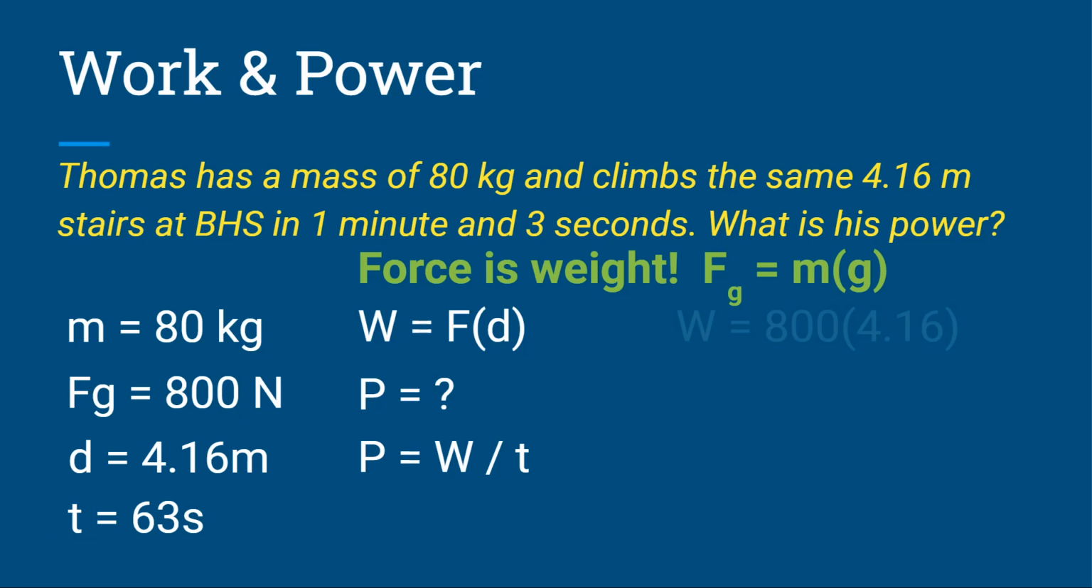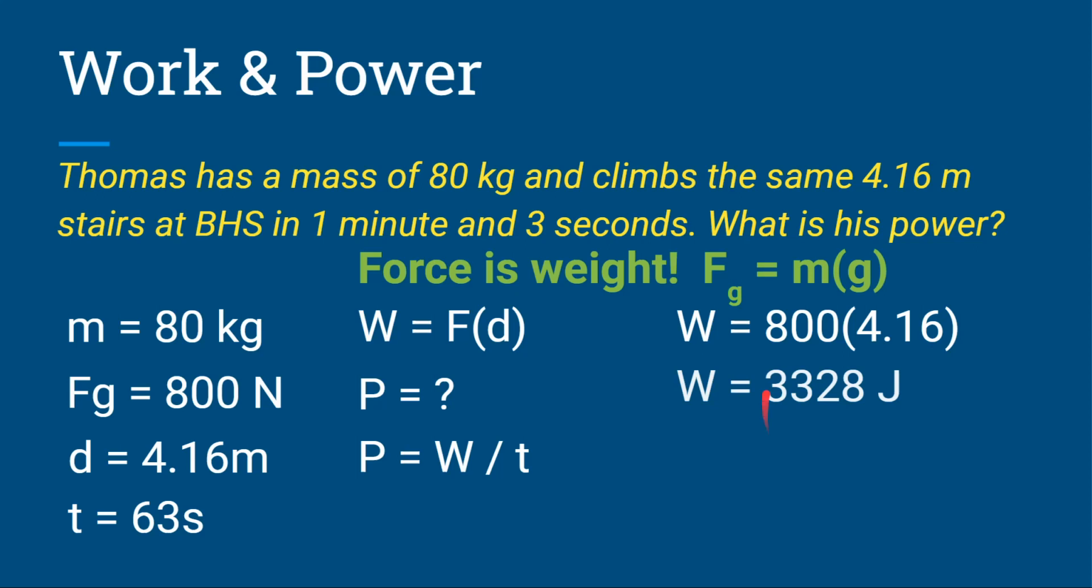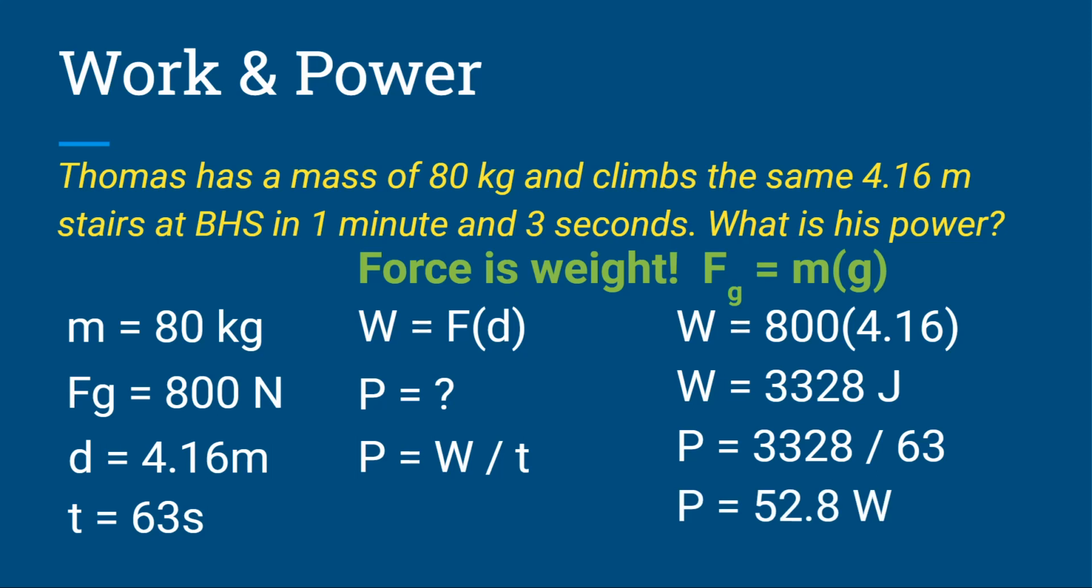All right, so his work would be his weight, 800 times the displacement, 4.16, and that would give me 3,328 joules. Okay, so that's his work in climbing the stairs, and now we just need to find his power. Work divided by time, divided by 63, and his power output is 52.8 watts. Unsurprisingly, it's greater than mine because he had more work and he did it faster, which is not surprising that you guys would climb stairs faster than me.